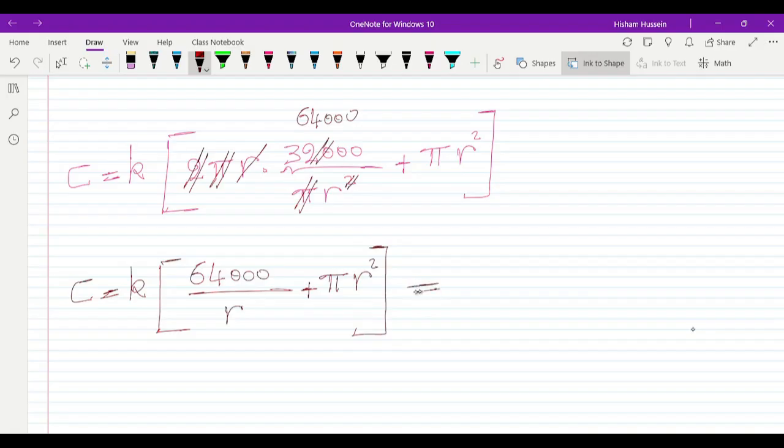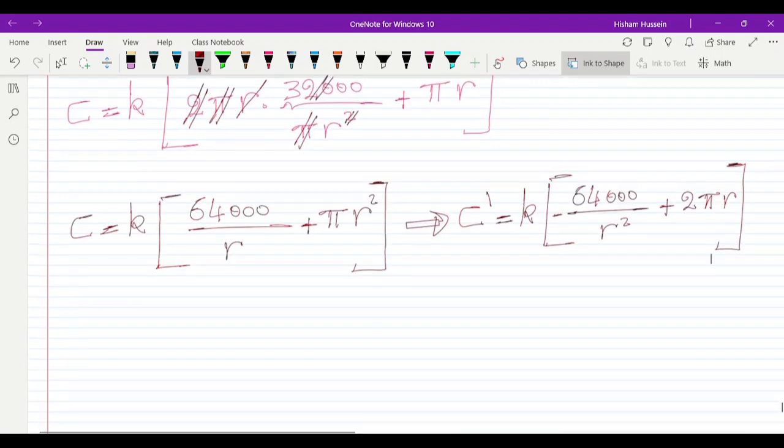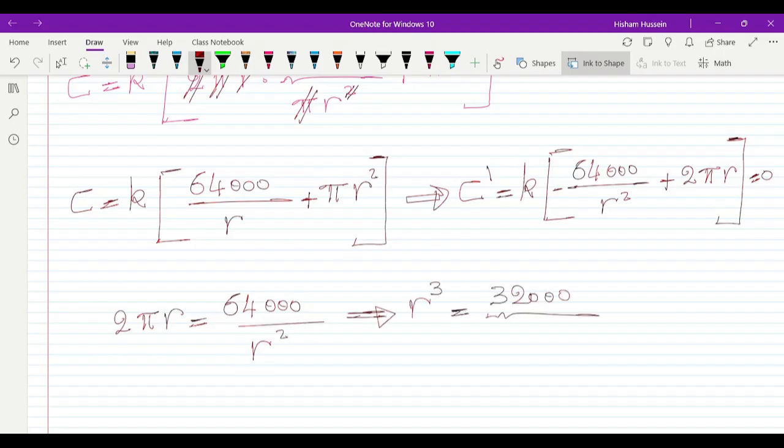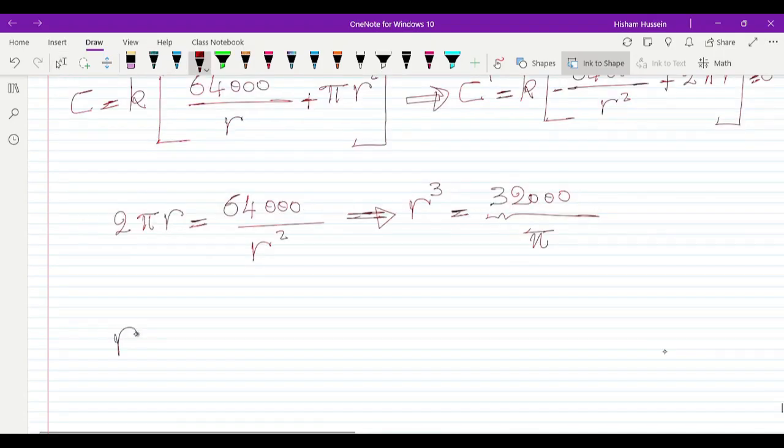Differentiating this cost function to find the critical points, C' will be k, the constant, which is factored out, times the derivative of the first term, 64,000 divided by r², the negative, plus the derivative of πr², which is 2πr. Equating C' with 0, we get that 2πr equals 64,000 divided by r². Or in other form, r³ equals 32,000 divided by π. Find the cubic root. So r in this case will be 21.7 feet.